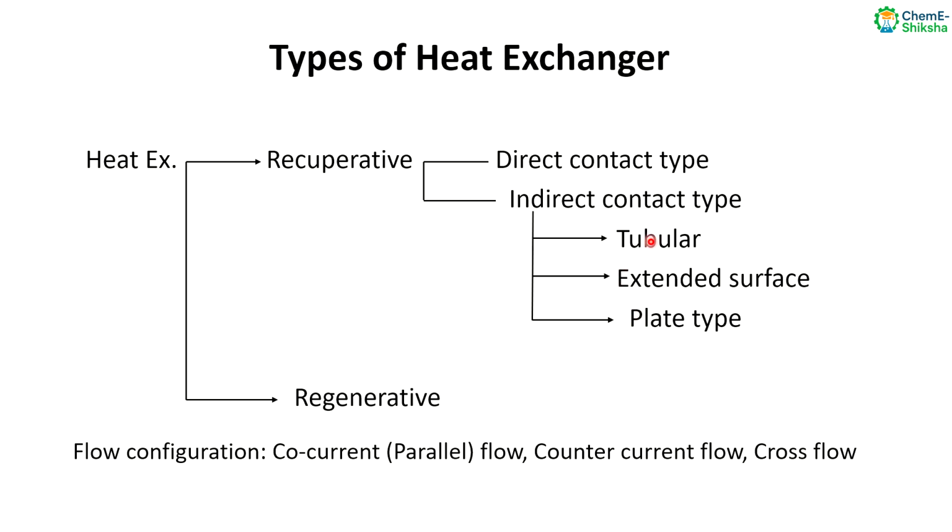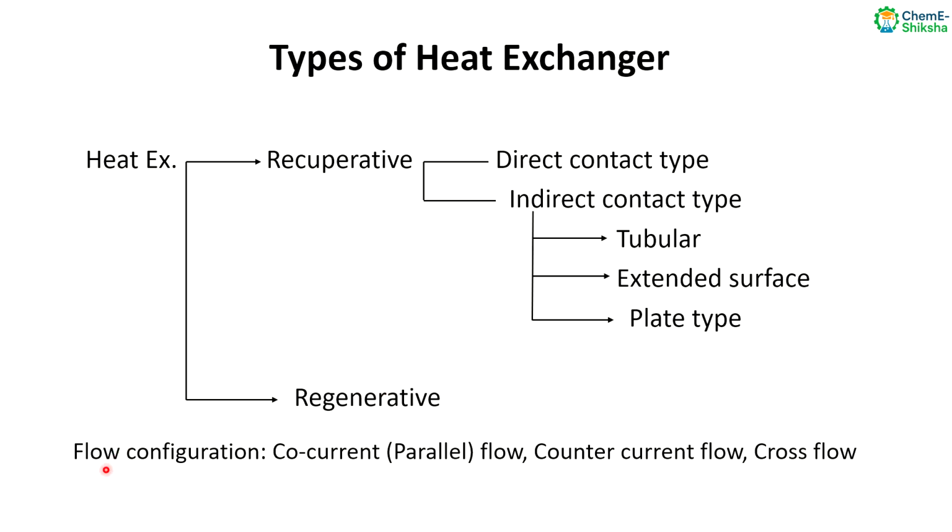So tubular heat exchangers like double pipe heat exchangers, shell and tube heat exchangers are there. Then we have the extended surface heat exchanger like the plate fin type or tube fin type, and the plate type like welded, gasketed, different types of heat exchangers are there.